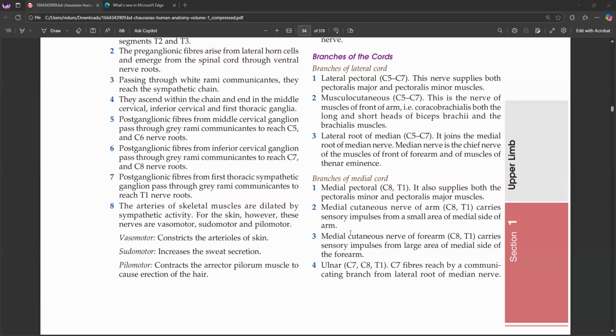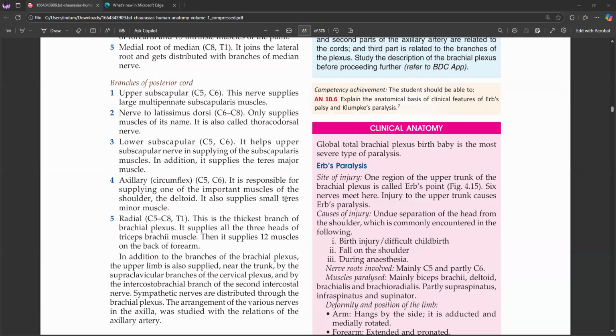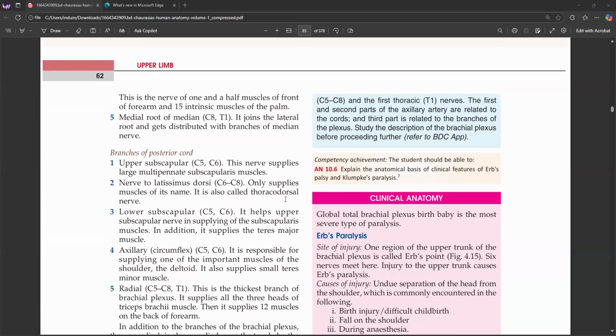Ulnar, C7, C8, T1. C7 fibers reach by a communicating branch from lateral root of median nerve. This is the nerve of 1.5 muscles of front of forearm and 15 intrinsic muscles of the palm. Number 5, medial root of median, C8, T1. It joins the lateral root and gets distributed with branches of median nerve.